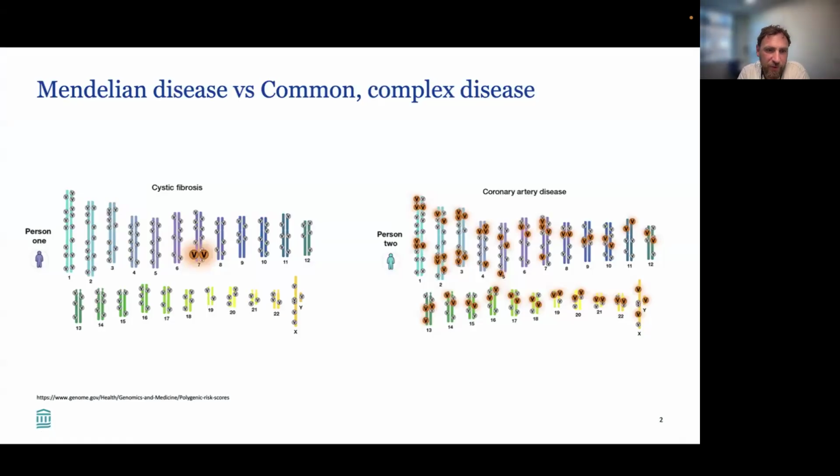On the left, we're looking at more Mendelian conditions, like cystic fibrosis, where variants at a single locus have high impact and high odds that lead to a more Mendelian presentation of disease. As opposed to common complex disease, where many sites throughout the genome all contribute in a small way to the overall phenotype, and we're trying to tease out people's risks for developing these more common conditions.